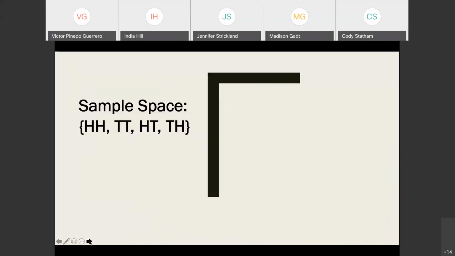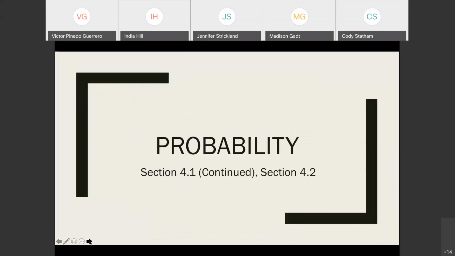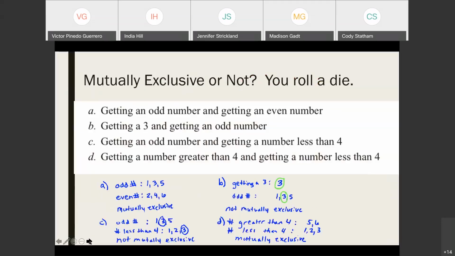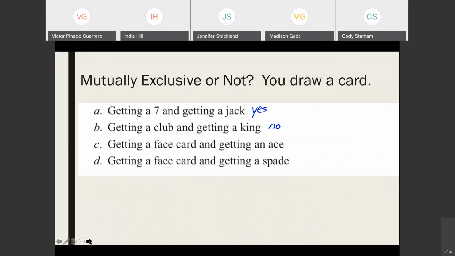All right, so let's look at the next one. All right, face card and an ace. So when they talk about a face card, they're talking about a card that has a face on it. So that would typically mean a jack, a king, or a queen. Right, so that's what we're talking about when we talk about face cards, jacks, queens, or kings. And then this is the aces. So would you say that those are mutually exclusive?